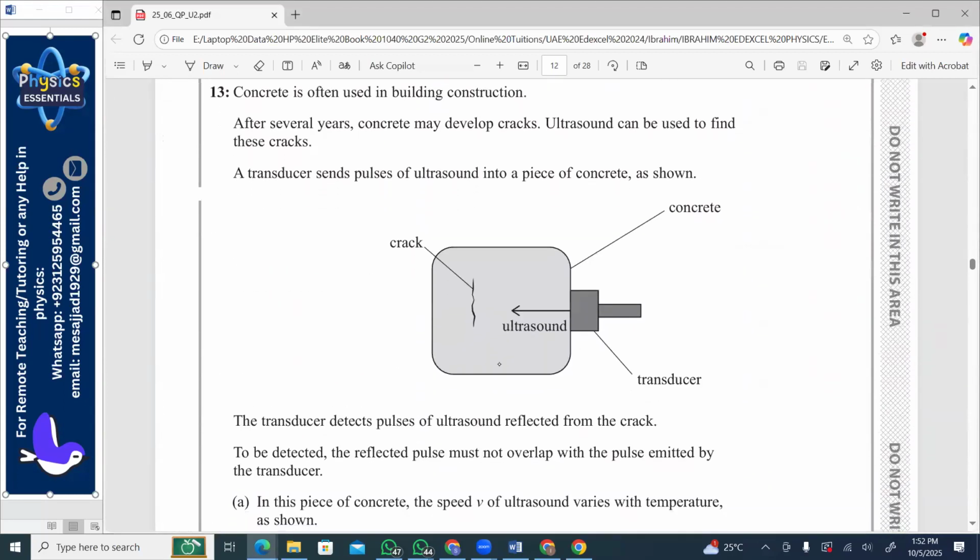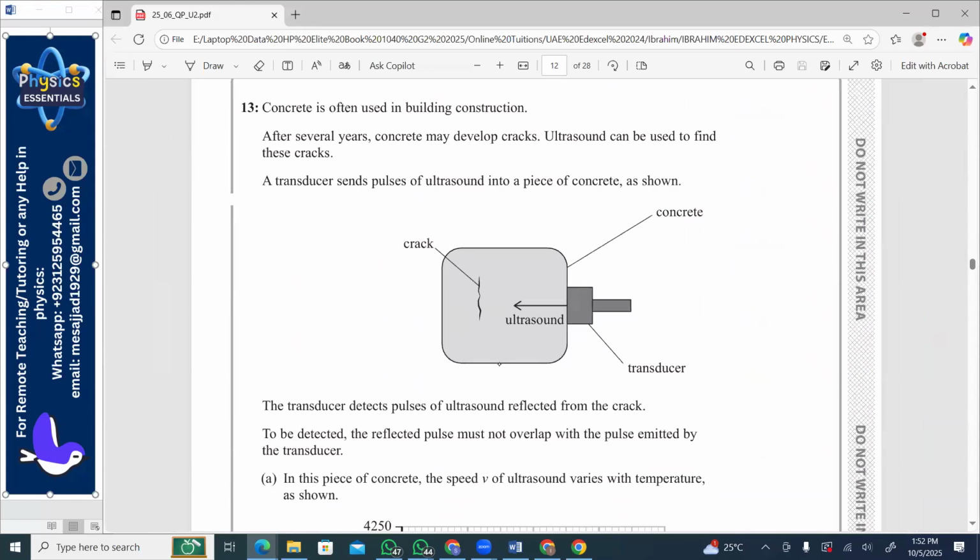Question 13. Concrete is often used in building construction. After several years, concrete may develop cracks. Ultrasound can be used to find these cracks. A transducer sends pulses of ultrasound into a piece of concrete as shown.